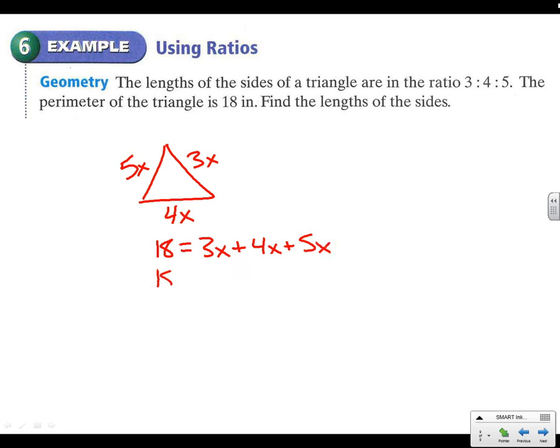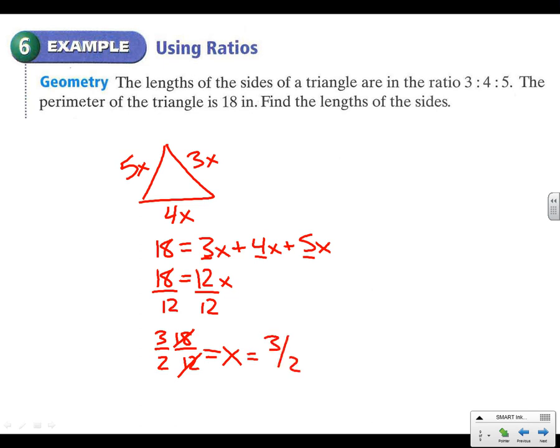Let's solve it. 18 is 3 plus 4 is 7, plus 5 is 12. And yet I wrote 5 for some reason. 18 is 12x. Let's divide by 12. So 18 over 12 equals x. And we can divide both of them by 6. We get 3 over 2. So x equals 3 over 2 for our final answer.